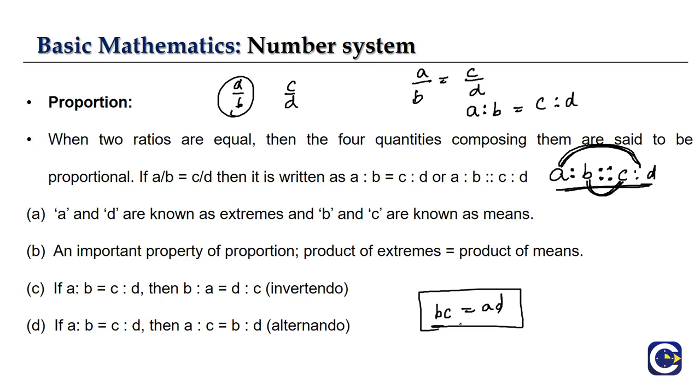And then here we have invertendo and alternando. So here these are our two ratios which are equal. We are inverting them, which means b is to a equal to d is to c. So a by b, the inversion of this will be b by a. This property we call invertendo. Then we have alternando, which means we are altering, we are changing. So a by b is equal to c by d; I am interchanging, it becomes a by c is equal to b by d. I am interchanging my b and c. So this property is called alternando.